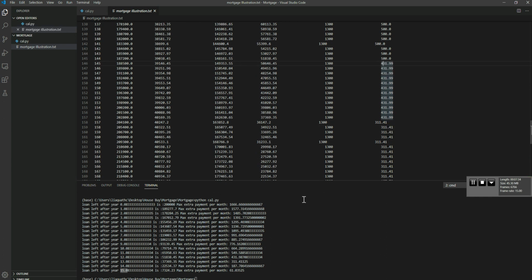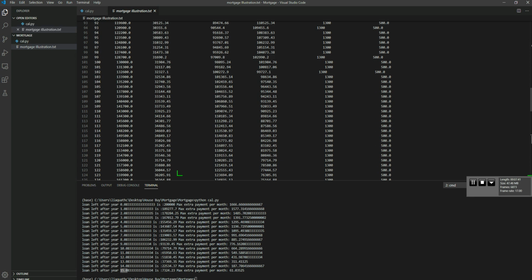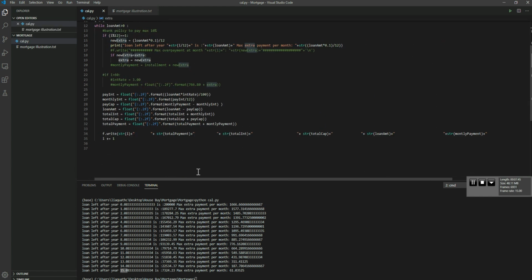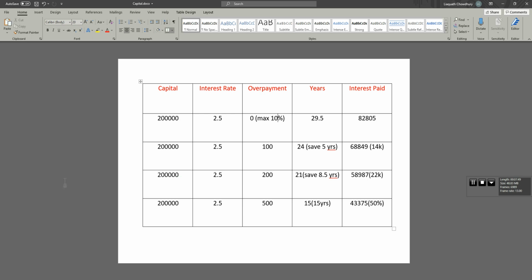So this calculation will tell you which month and how much amount you should pay as an overpayment. Of course, you set 500 in the beginning, but you also have to track how much you can pay. So this is one thing. We are still in good shape for this payment. We are not paying any extra amount here.